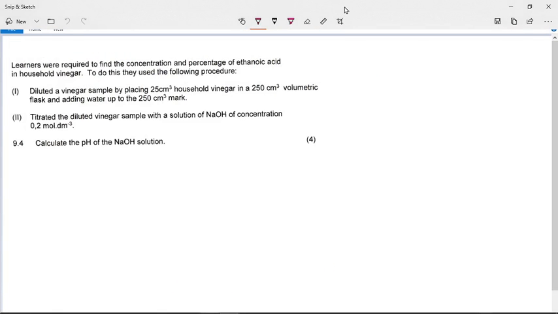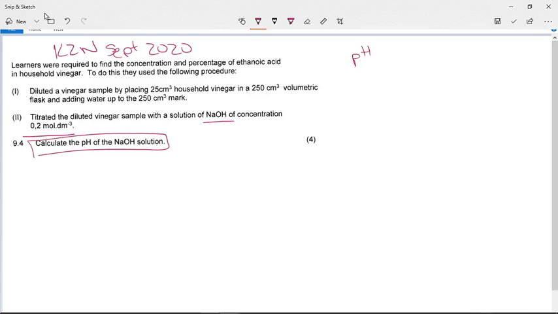This is from the KZN trial exam, KZN September 2020. It says learners were required to find the concentration and percentage of ethanoic acid in household vinegar. To do this, they used the following procedure: diluted a vinegar sample. This is not what we're interested in. Then it said titrated the vinegar sample with a solution of sodium hydroxide of concentration 0.2 moles per cubic decimeter. Calculate the pH of the sodium hydroxide solution.